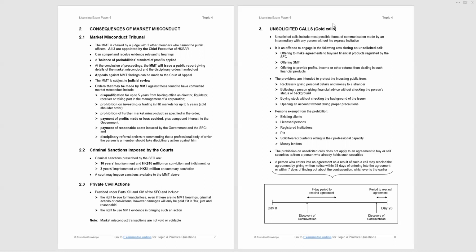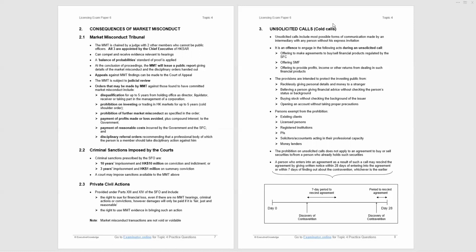Prohibition of further market misconduct, well, that's obvious. You just can no longer do what you were doing that was considered misconduct. Payment of profits made or loss avoided plus compound interest goes to the government, and reasonable costs incurred by the government and the SFC will also have to be paid. And finally, disciplinary referral orders. The Market Misconduct Tribunal can recommend that a professional body takes disciplinary action against the person who is a member of that body. Section 2.2 looks at criminal sanctions imposed by the court.